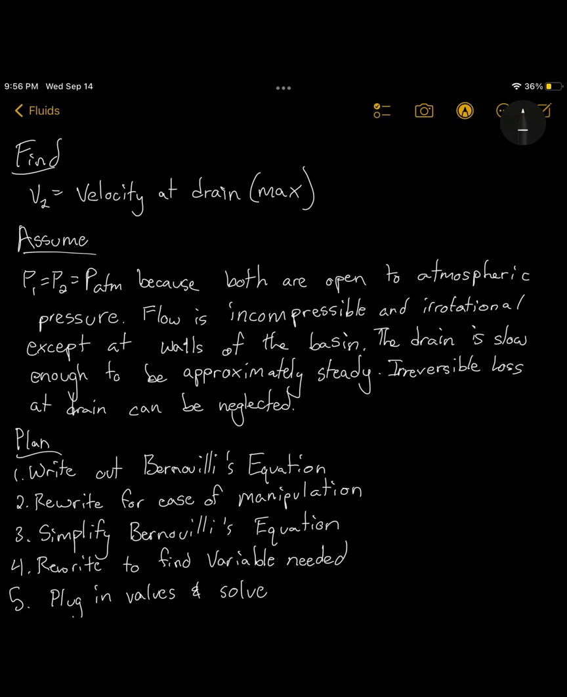We can assume flow is incompressible and irrotational, except at the walls of the basin, which is negligible. The drain is slow enough to be approximately steady, and the irreversible loss at the drain can be neglected. So the plan is to write out Bernoulli's equation, rewrite it for ease of manipulation, simplify it, rewrite to find the variable needed, and then plug in the values and solve.